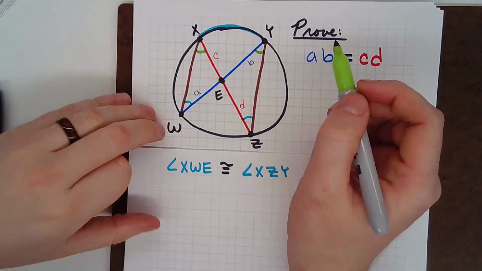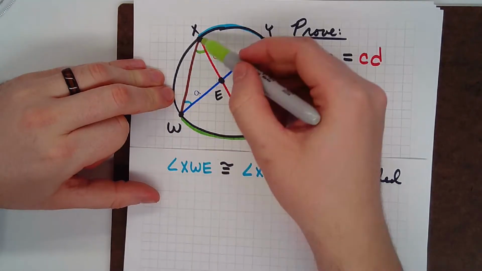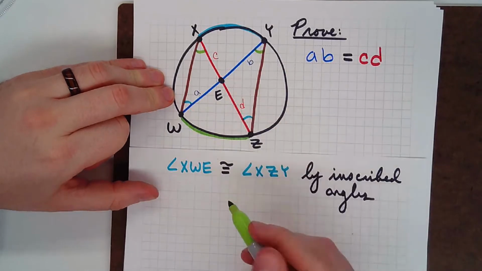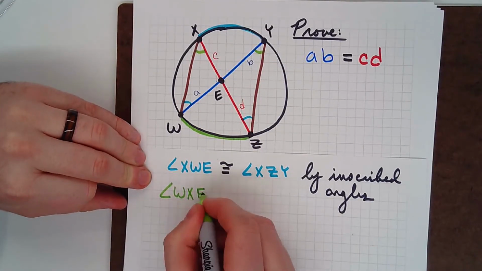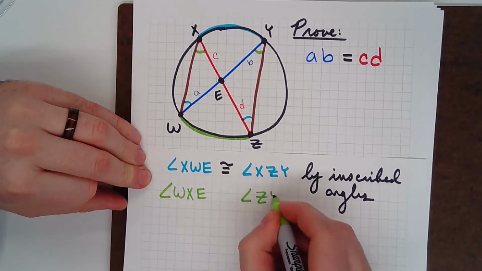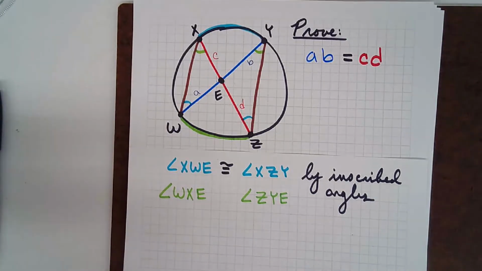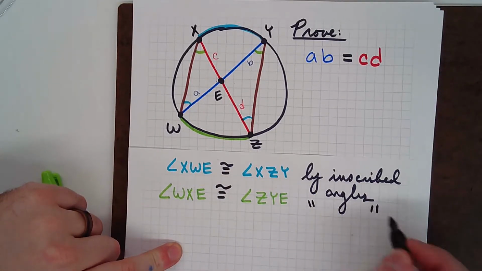We can prove that this angle right here and this angle right here are congruent in the same way. They are both inscribed angles and they're opening up to arc WZ. So I'm going to say that angle WXE is congruent to angle ZYE. And we know this to be true because, again, inscribed angles. So they're congruent by the same reasoning.